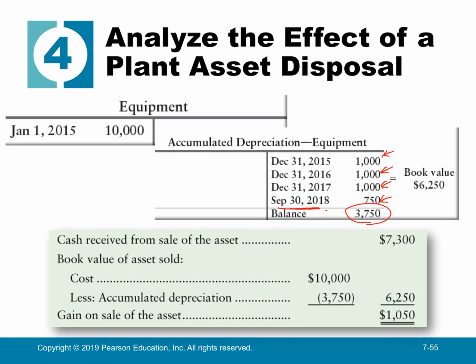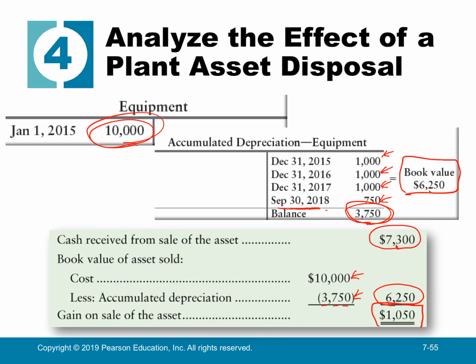So we've depreciated 3,750. We originally paid 10,000. Our book value, therefore, is 6,250, 10,000 minus accumulated depreciation of 3,750. We sold this asset for 7,300, right? Again, it cost us 10,000. We had accumulated depreciation of 3,750. Our book value is 6,250.